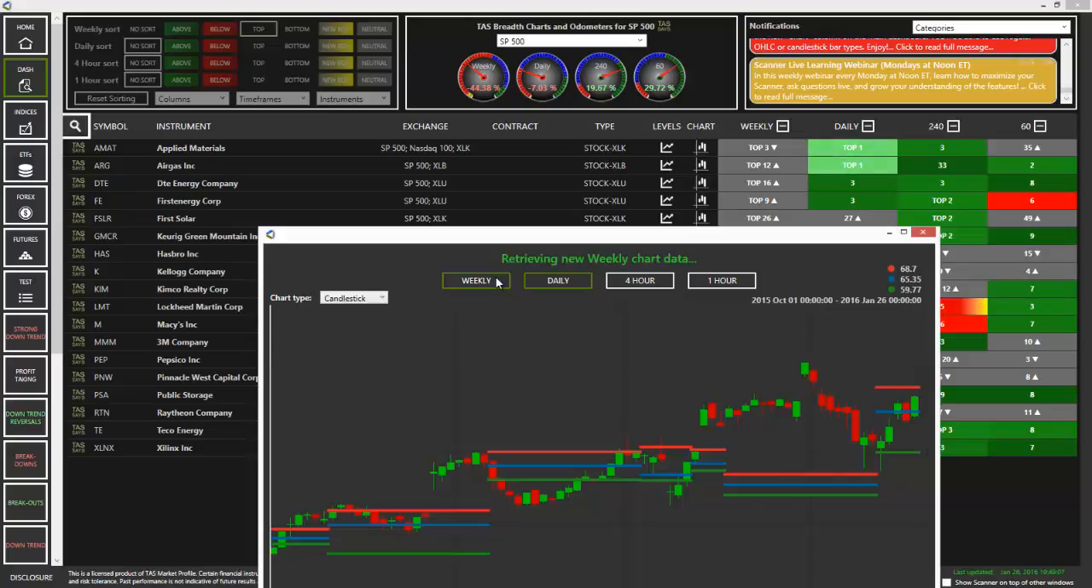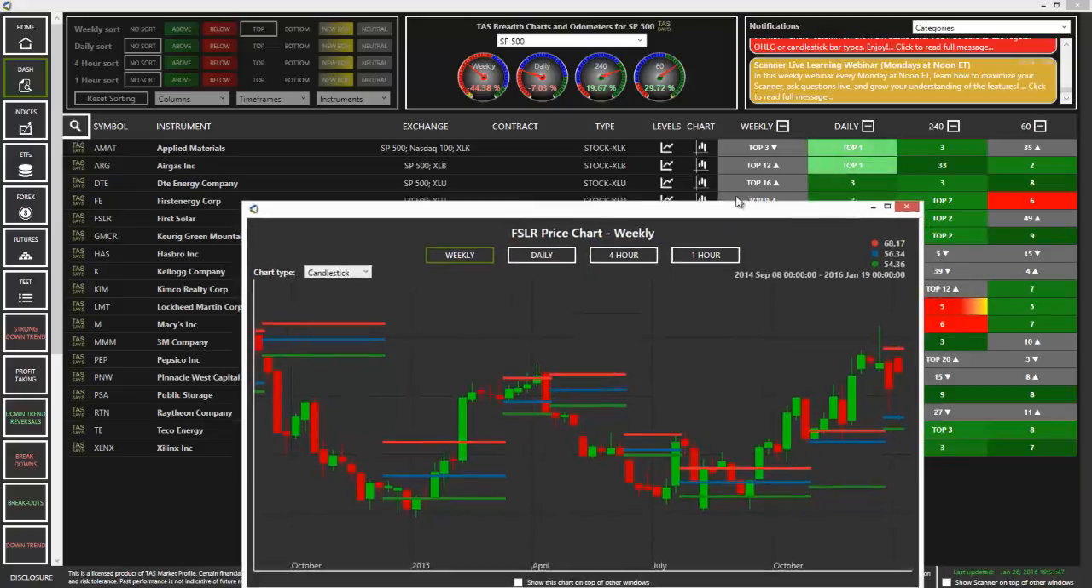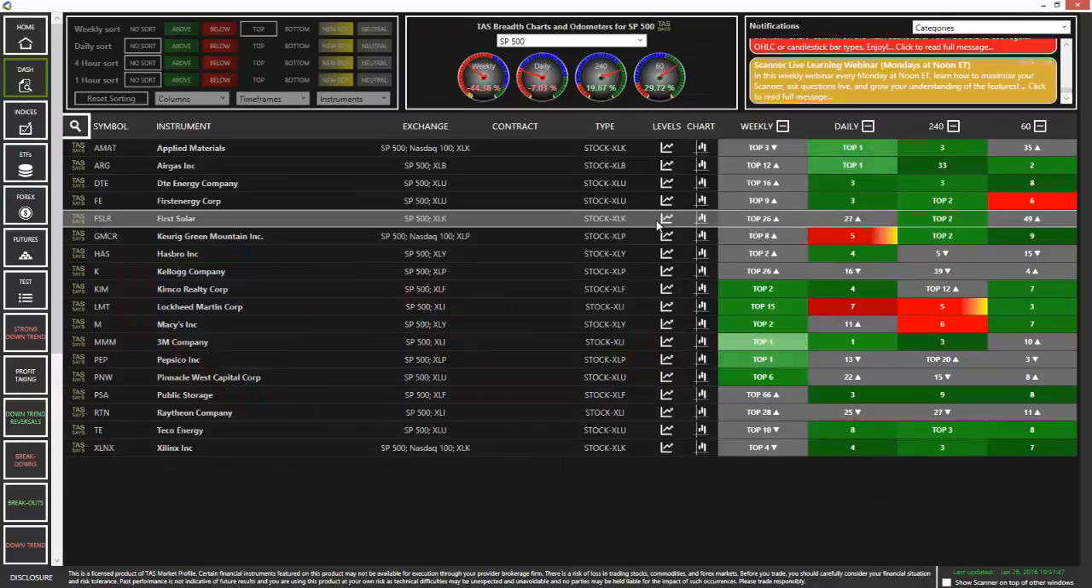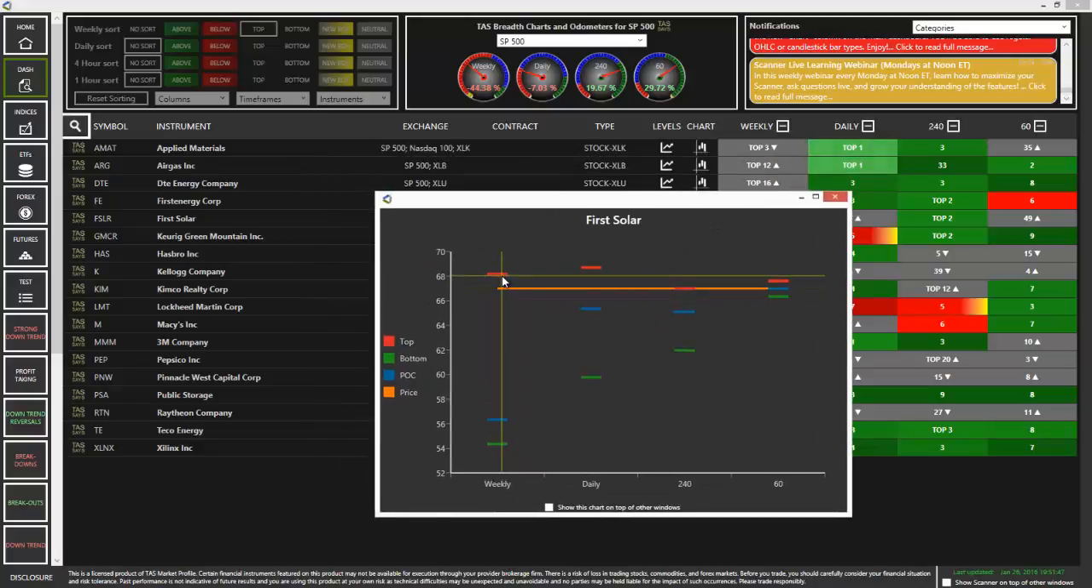But if we got our weekly, we're by definition in the vicinity of the top of that profile. So what we're going to do here is go back to First Solar. We're going to look at our landscape view. We're going to see we're just getting into that neighborhood. So again, this is defining resistance. Is it a trading opportunity on the short side?